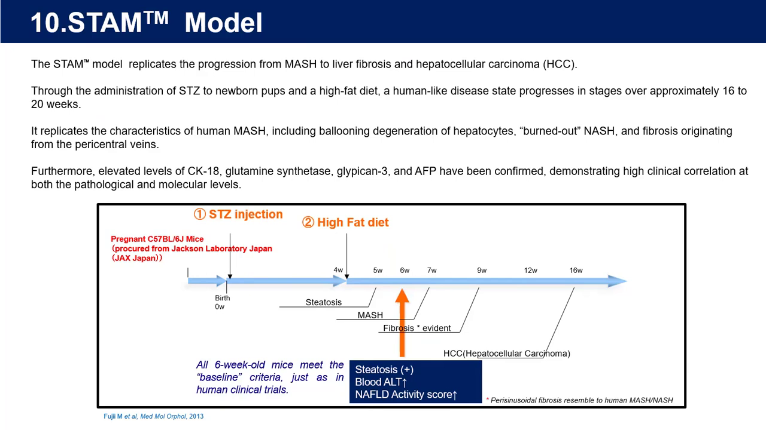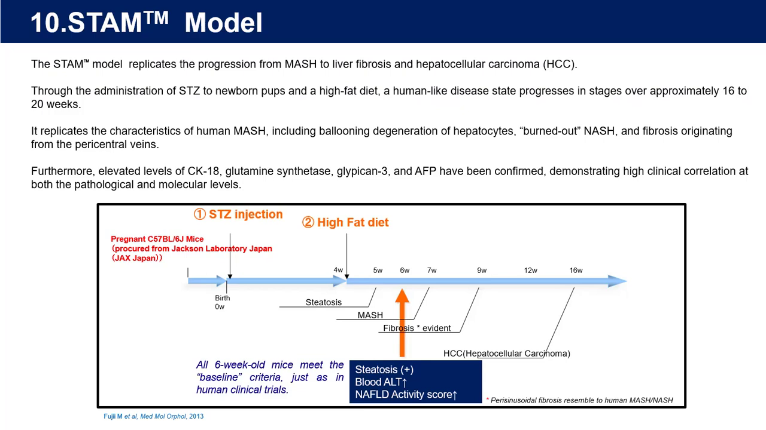This model reproduces the progression from fatty liver to MASH, fibrosis, and ultimately liver cancer, hepatocellular carcinoma, as a continuous process by combining STZ administration with high-fat diet in newborn mice. One of its key features is a rapid progression. It is characterized by the fact that it progresses to HCC within a relatively short period of time, approximately 16 to 20 weeks.